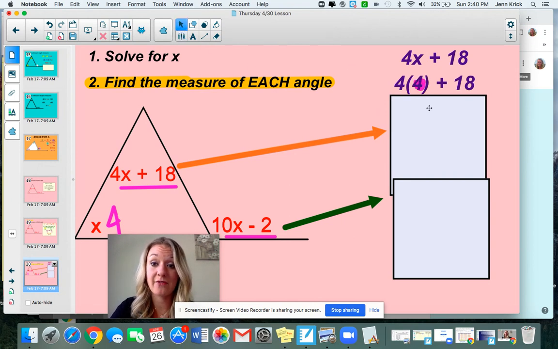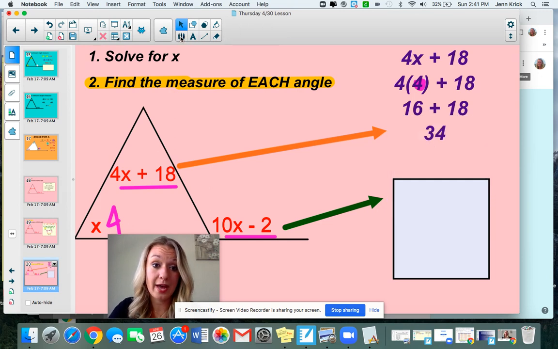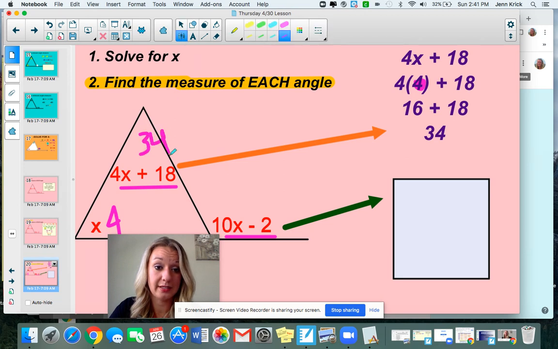When you simplify, 4 times 4 gives me 16. 16 plus 18 gives me a sum of 34. So I know that this top angle here is going to be 34 degrees. And I'll try and write that in as neatly as possible.